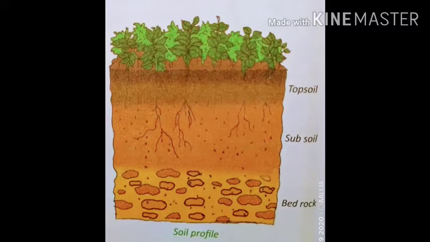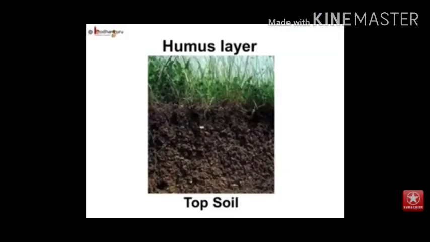As shown in the diagram, the very first layer of soil profile is topsoil. It is the topmost layer of soil. It is loose, soft, and dark in color. Do you know, children, its dark color is due to the presence of humus in it. So, what is humus? Children, humus is rich in nutrients and it is good for plants' growth. Thus, topsoil is the most fertile layer of soil.